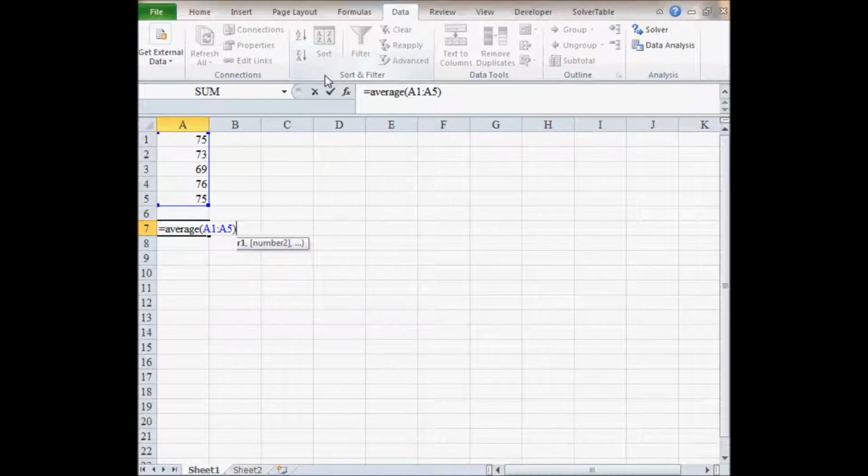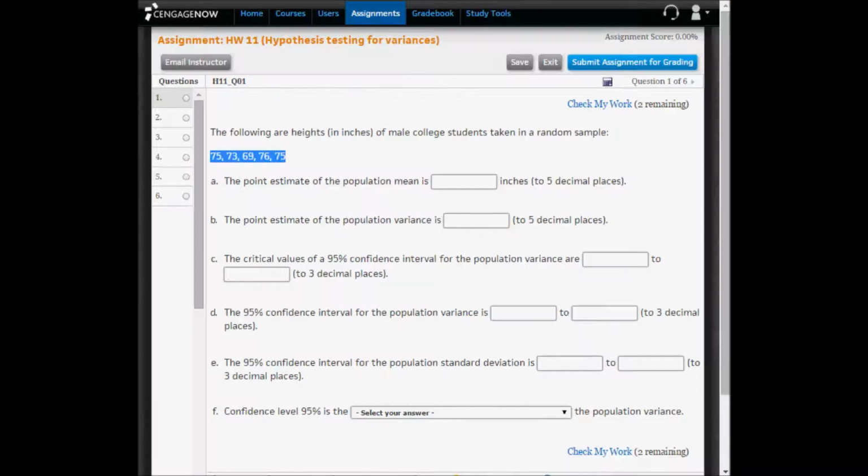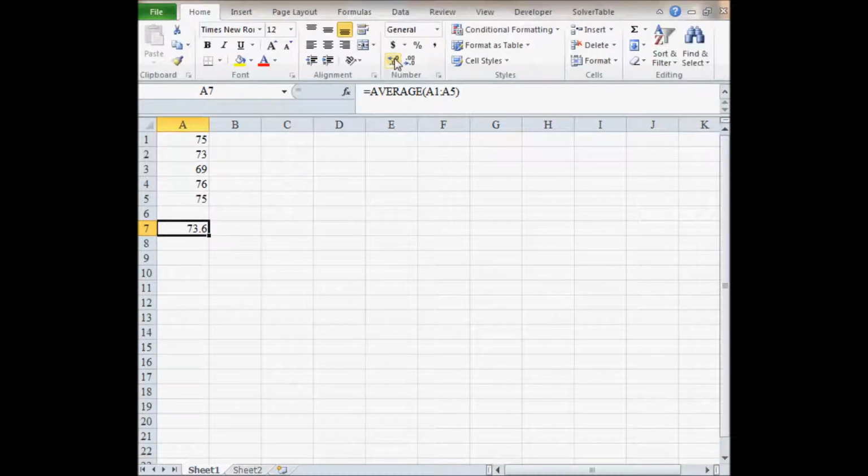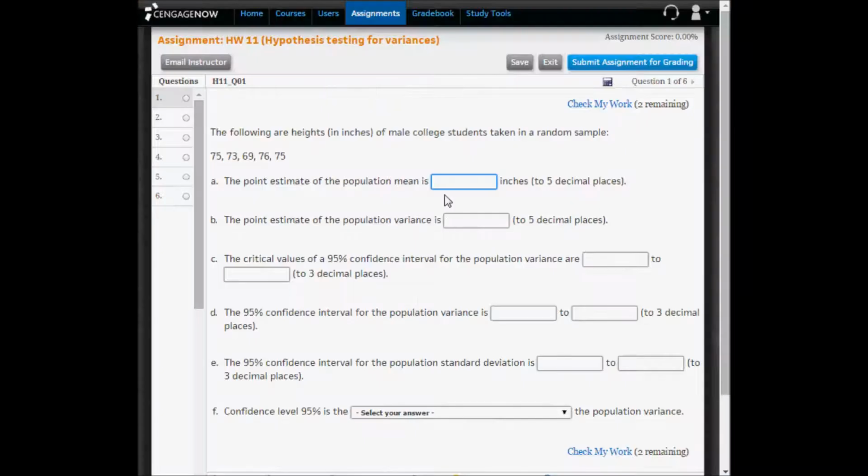When I hit enter, the numbers in cells A1 to A5 are going to be added and then divided by 5. So the point estimate of the population mean is 73.6. Okay, and CengageNOW is calling for 5 decimals. So I'm going to add a bunch of decimal places here. Copy. I'm going to paste that into CengageNOW.